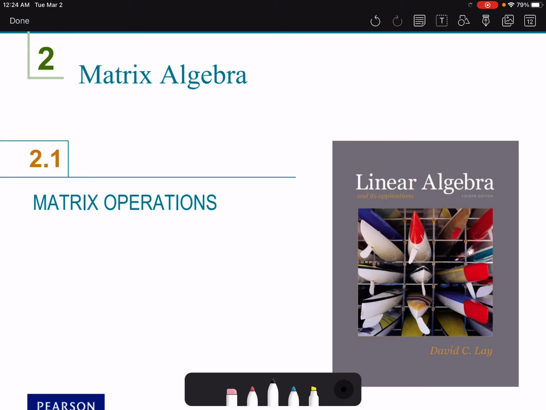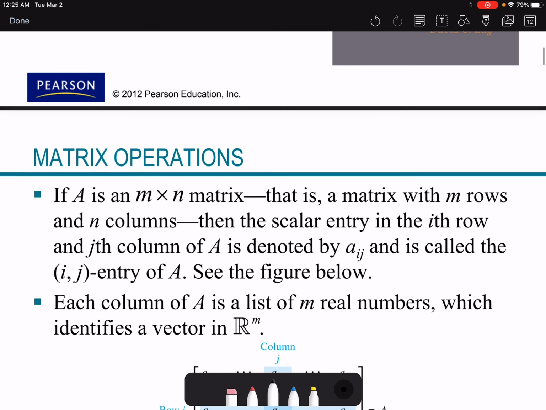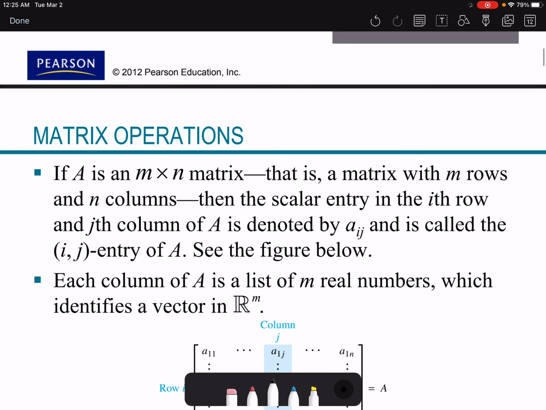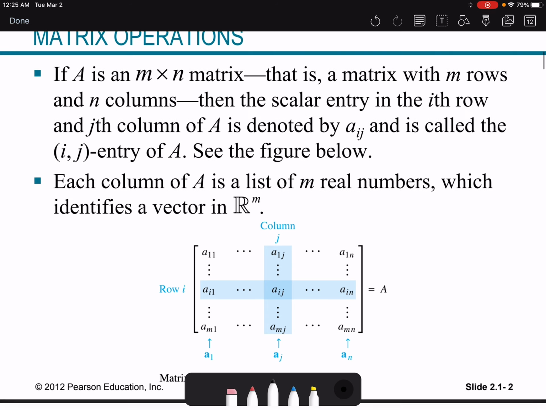Class, now we're going to chapter 2, matrix algebra. First, we're going to introduce matrix operations in section 2.1. Some of the operations in matrices involve multiplication, addition, and so on. Before we do that, let's get familiar with some terminology.